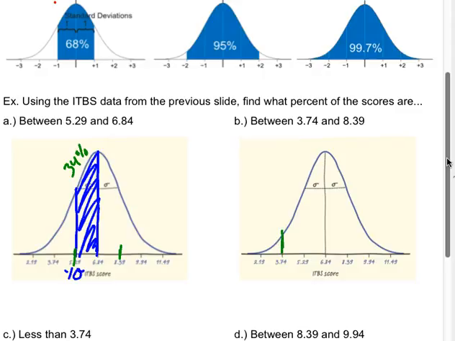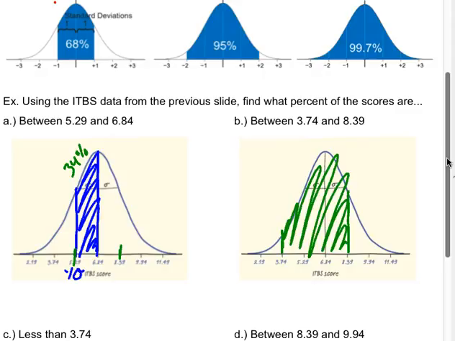3.74 and 8.39. So we want to know how many fall in there. Now for this, I would picture this in two separate pieces. All right? I'm going to look at this piece right here. So this is minus 2 standard deviations, right? So it's that 95% rule, but I'm only looking at half of that 95. So I'm going to take that 95 and divide it by 2 to give me 47.5.